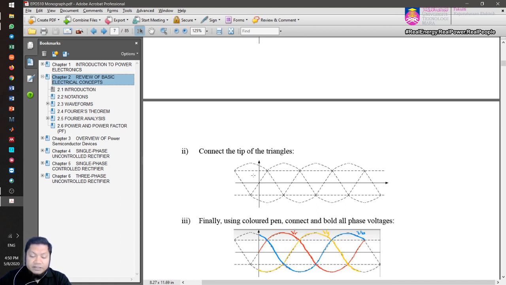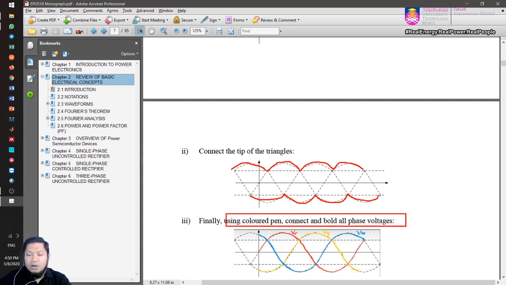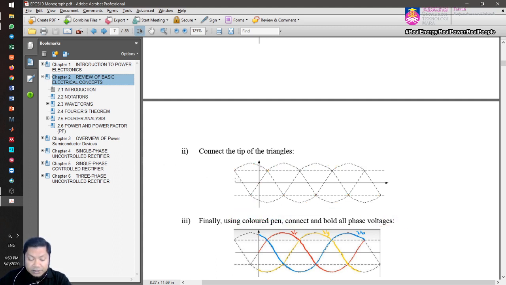So once you have this triangle, what you need to do next is just to connect the tip of the triangles. Okay, do as well on the negative side. That, that, and that. And finally, you make it bold. Okay, using colored pen, connect and bold all phase voltages. And now you want to get a proper three-phase waveform.